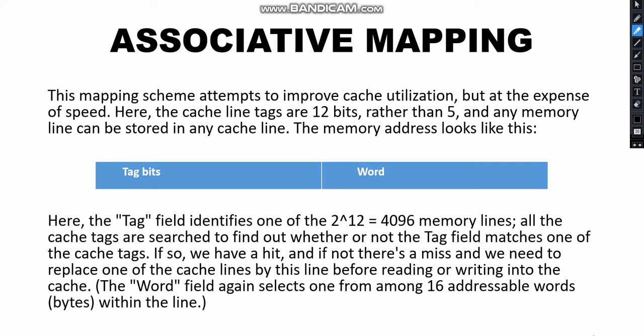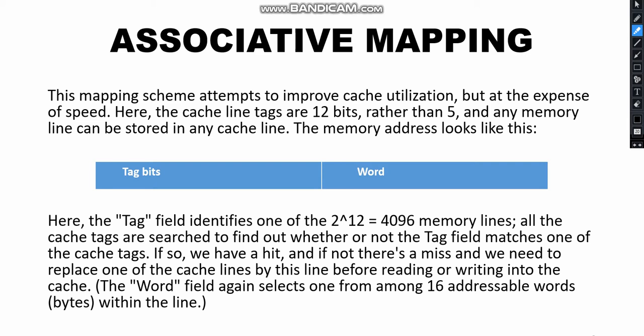Now, as it is mapping any of the frames to any of the lines, it also creates a problem. The problem is: how will the processor understand which part of a frame is mapped to which part of the line? So for this, we have to apply some algorithm or technique to identify which frame is placed in which line.